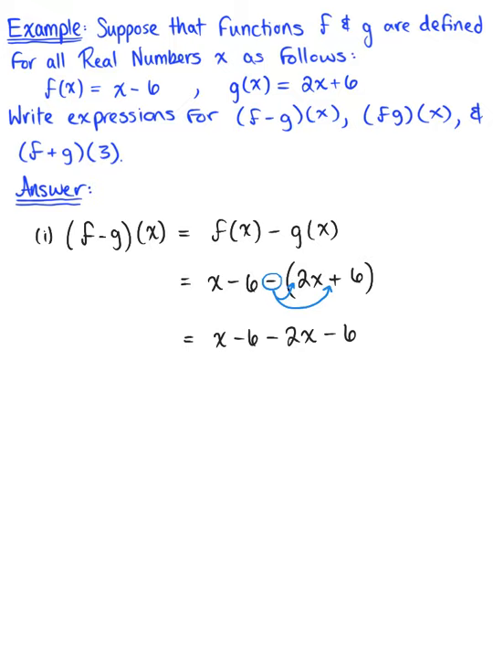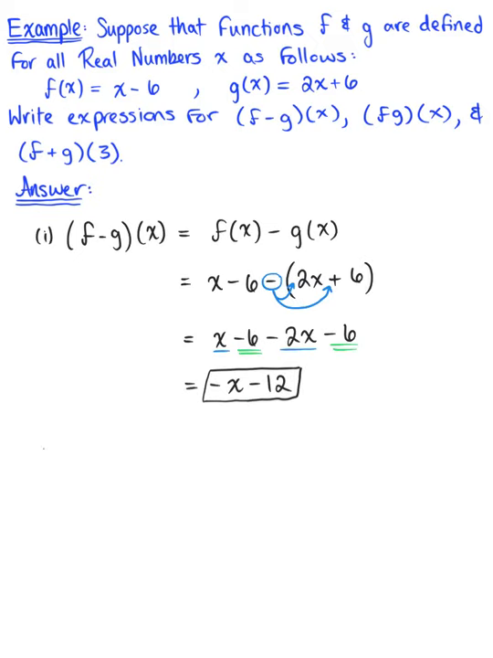And we can now combine up our like terms. We have an x minus 2x, which leaves us with a minus x. And then we also have two constants. We have a minus 6 minus 6, which leaves us with minus 12. And this is our beautiful final answer for f minus g of x.